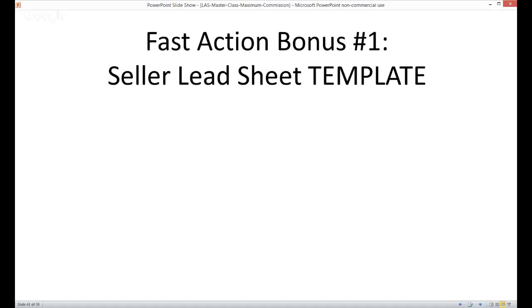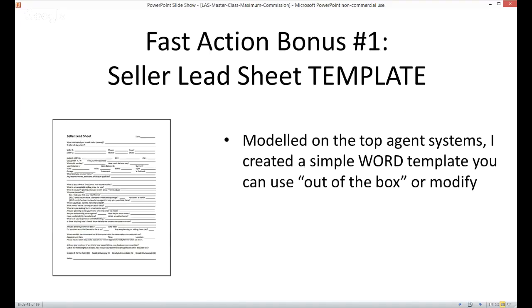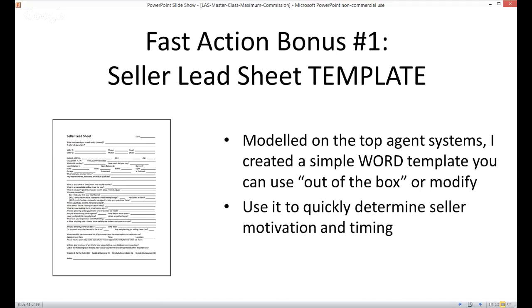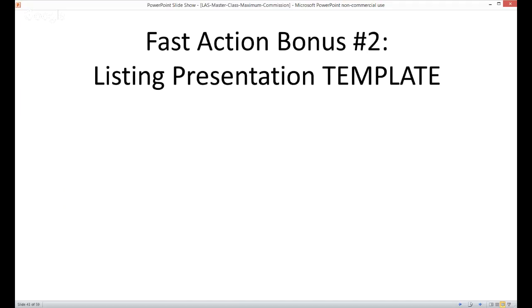So fast action bonus number 1, the seller lead sheet template. What I did was I went out and I modeled the top agent systems, and I created a simple Word document that had all of the questions they were asking all in the same order. And you can now use it right out of the box or modify it. If you want to add or subtract a question, it's easy to do in that Word format. You can quickly determine seller motivation and timing with this form and set appointments with the best leads.